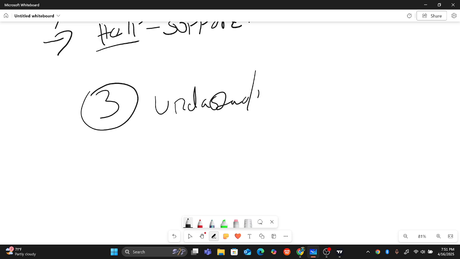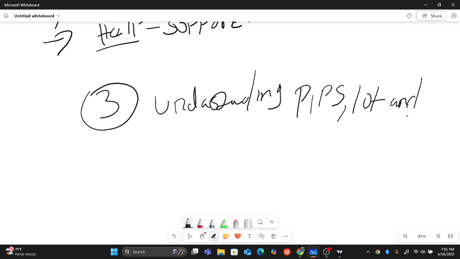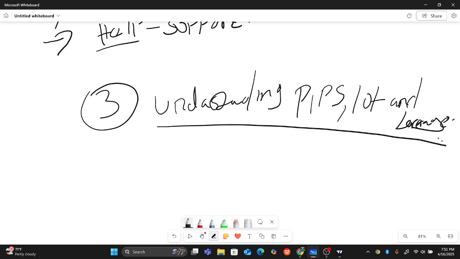Understanding what we call pips, lot, and leverage. Don't forget about the assignment I gave you. Pips, lot, and leverage. Now, what do we call a pip? A pip means percentage in point.